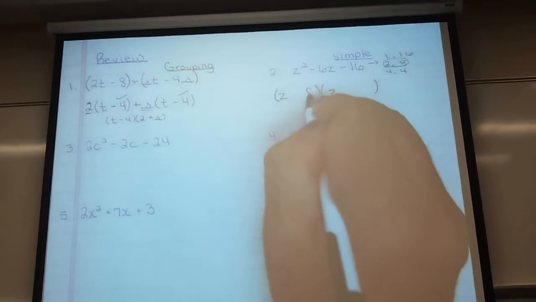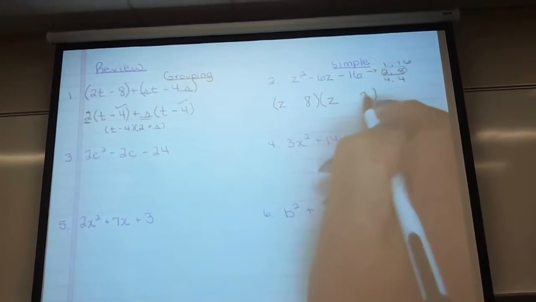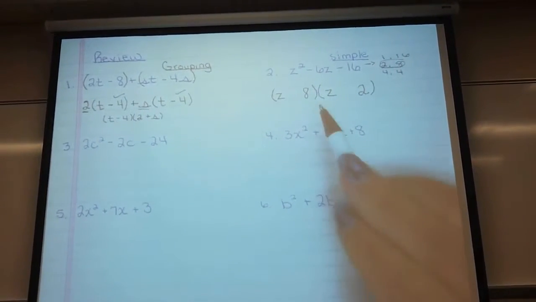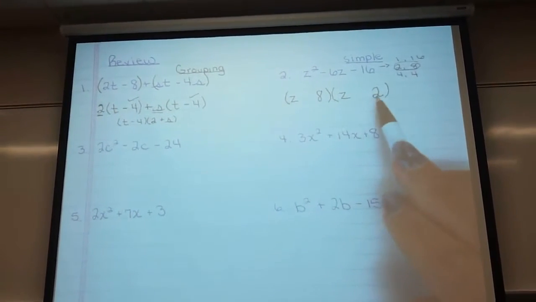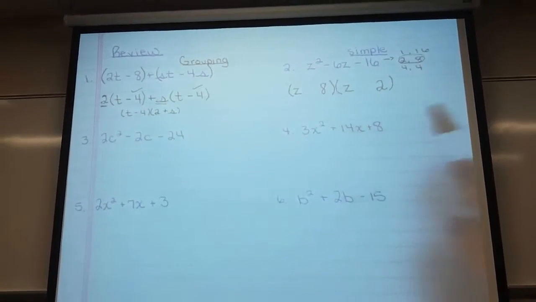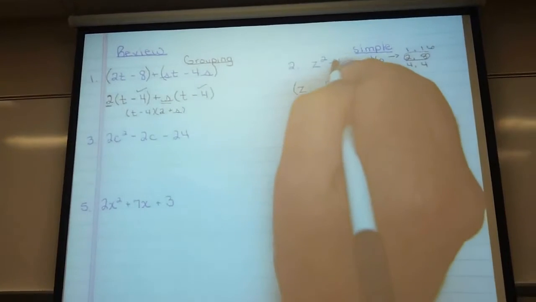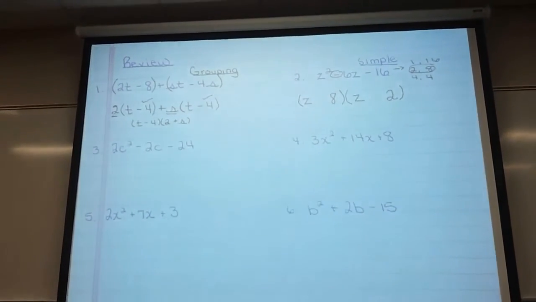It doesn't matter what order you put them in. You put the 8 here and the 2 here. You could do vice versa. Now, with the 8 and the 2, did we have to add them or subtract them to get 6? Subtract. So they have to be different signs. The 8 will get the subtraction because it's the bigger number.